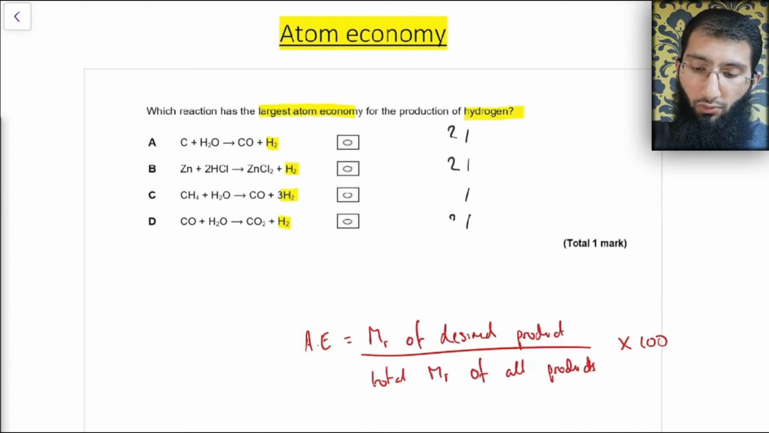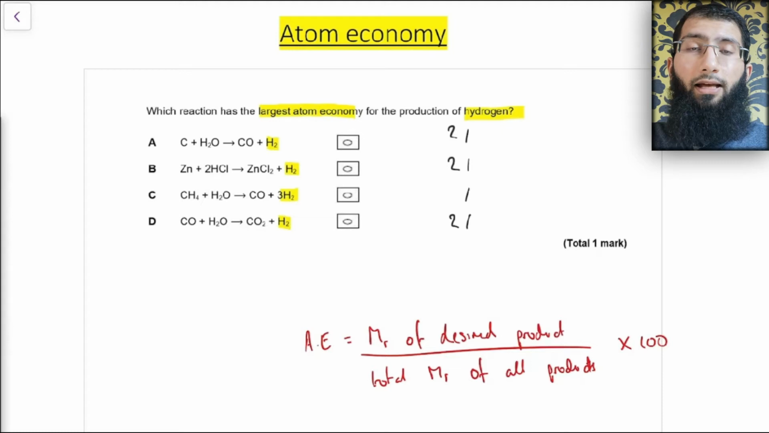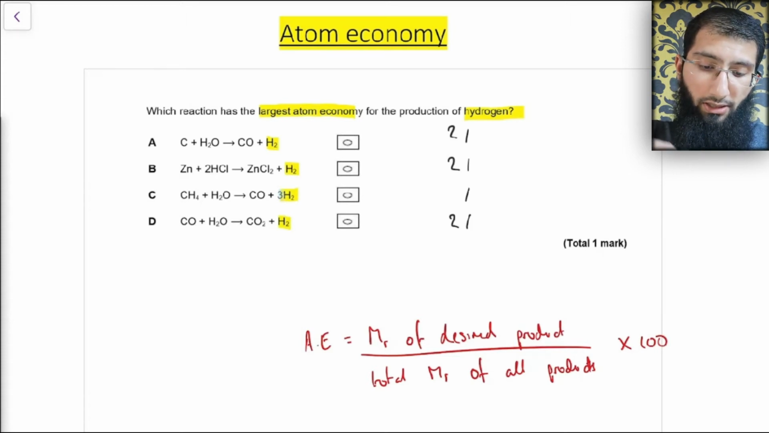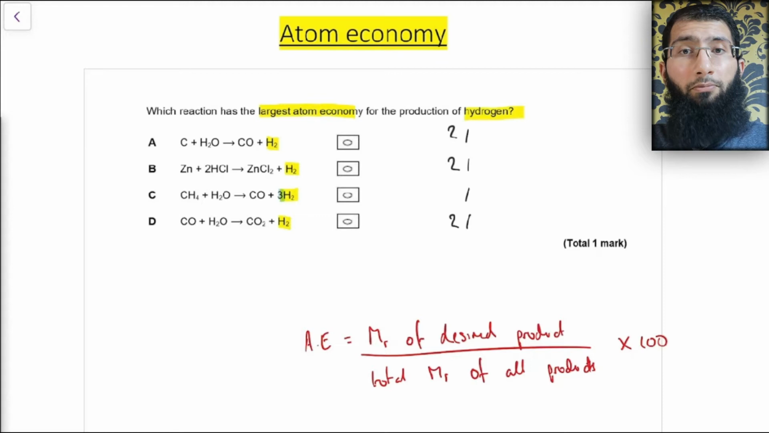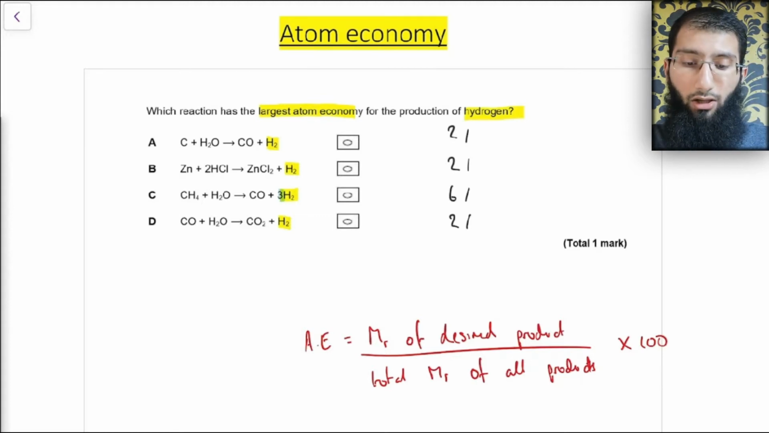D, it's 2. Now, the reason I skip C is because a common mistake made by students is not to multiply the MR of your desired product by its coefficient. This is the one and only instance where you have to multiply the MR by the coefficient. Now, in this case, the coefficient of hydrogen is simply 3. So I have to multiply 2 by 3. So that gives me 6. So the MR of my desired product in C is going to be 6.